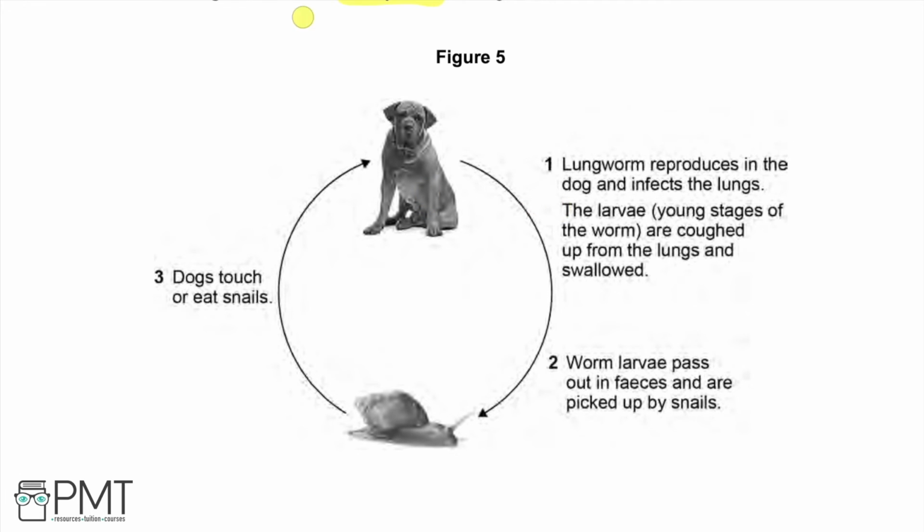Well, first of all, lungworm reproduces in the dog and infects the lungs. The larvae, the young stages of the worm, are coughed up from the lungs and swallowed. This means we're going to the digestive system.